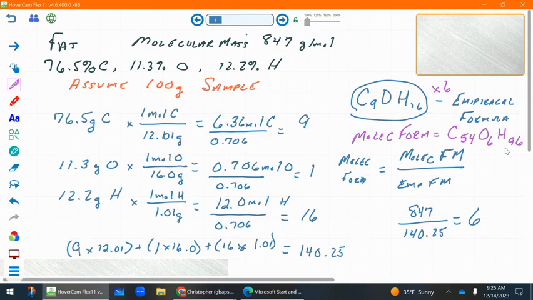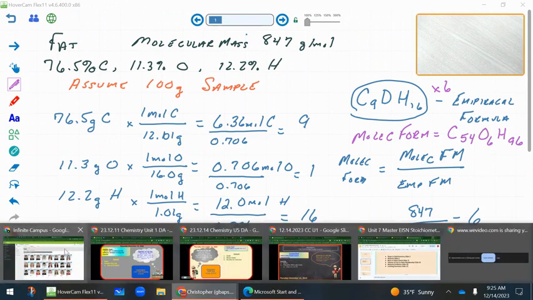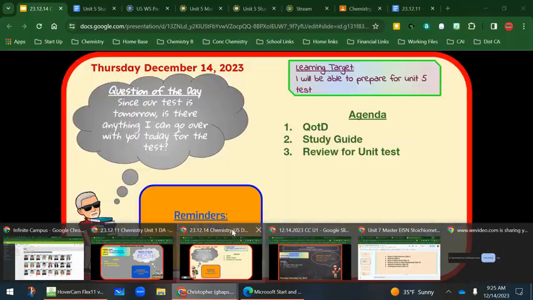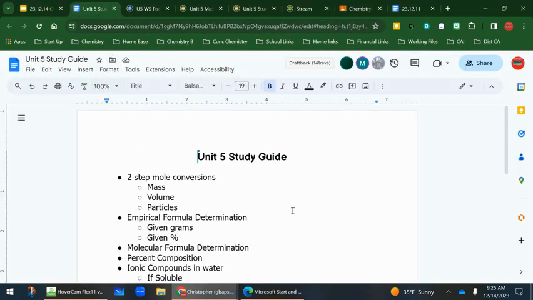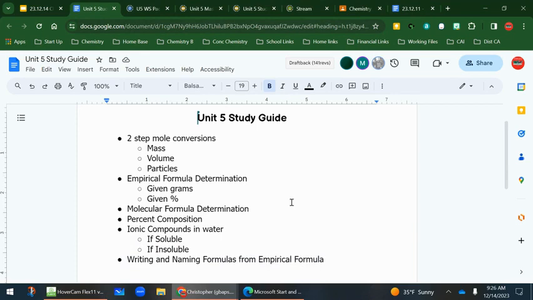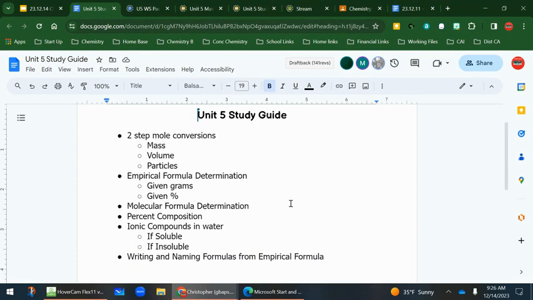Is there like a review sheet? Yep. Perfect. That's what I need. So, ladies and gentlemen, for you I created a study guide. This is the study guide that is in the Google Classroom. It tells you what's on the test. There will be 6 two-step mole conversion problems, starting out in either mass, volume, or particles, and ending up in either mass, volume, or particles.